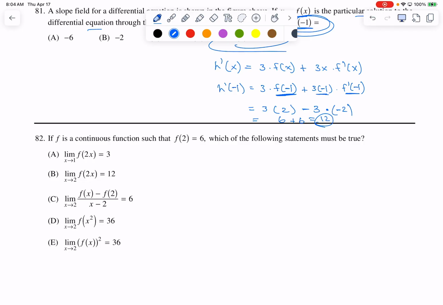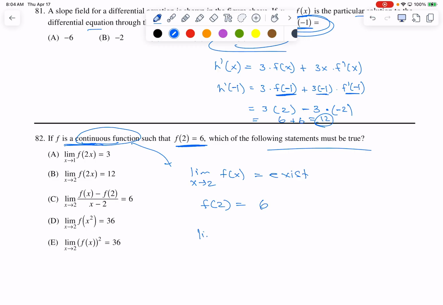Last one, 82. Did that require a calculator? No, did not require a calculator. If f is a continuous function such that f of 2 equals 6, which of the following statements must be true? So if f is a continuous function, which means no what? It means the limit must exist. The limit as x approaches 2 of f of x must exist. It must mean the function is defined. So the limit value has to equal the function's value. So what does the limit of f of x have to equal? 6.